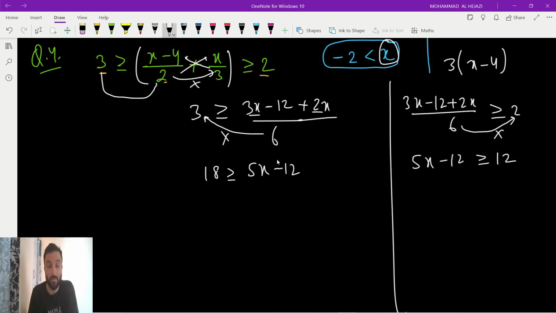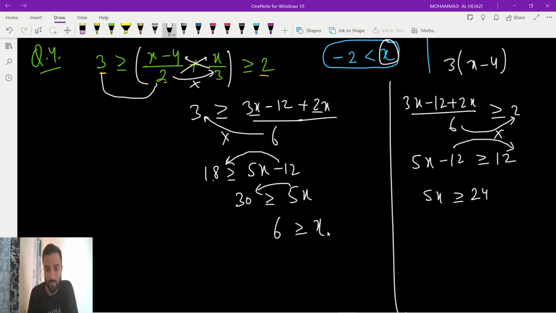Now we want x, so we will send this minus 12 to that side, it will become plus 12. So 18 plus 12, yes, 30 is greater than or equal to 5x, and this minus 12 will go that side, it will become plus 12. So 5x is greater than or equal to 12 plus 12, 24. So you have to find the value of x, so we will send the 5 to this side, it will divide, 30 divided by 5 is 6. Okay, and here the 5 will go that side, so x is 24 by 5.